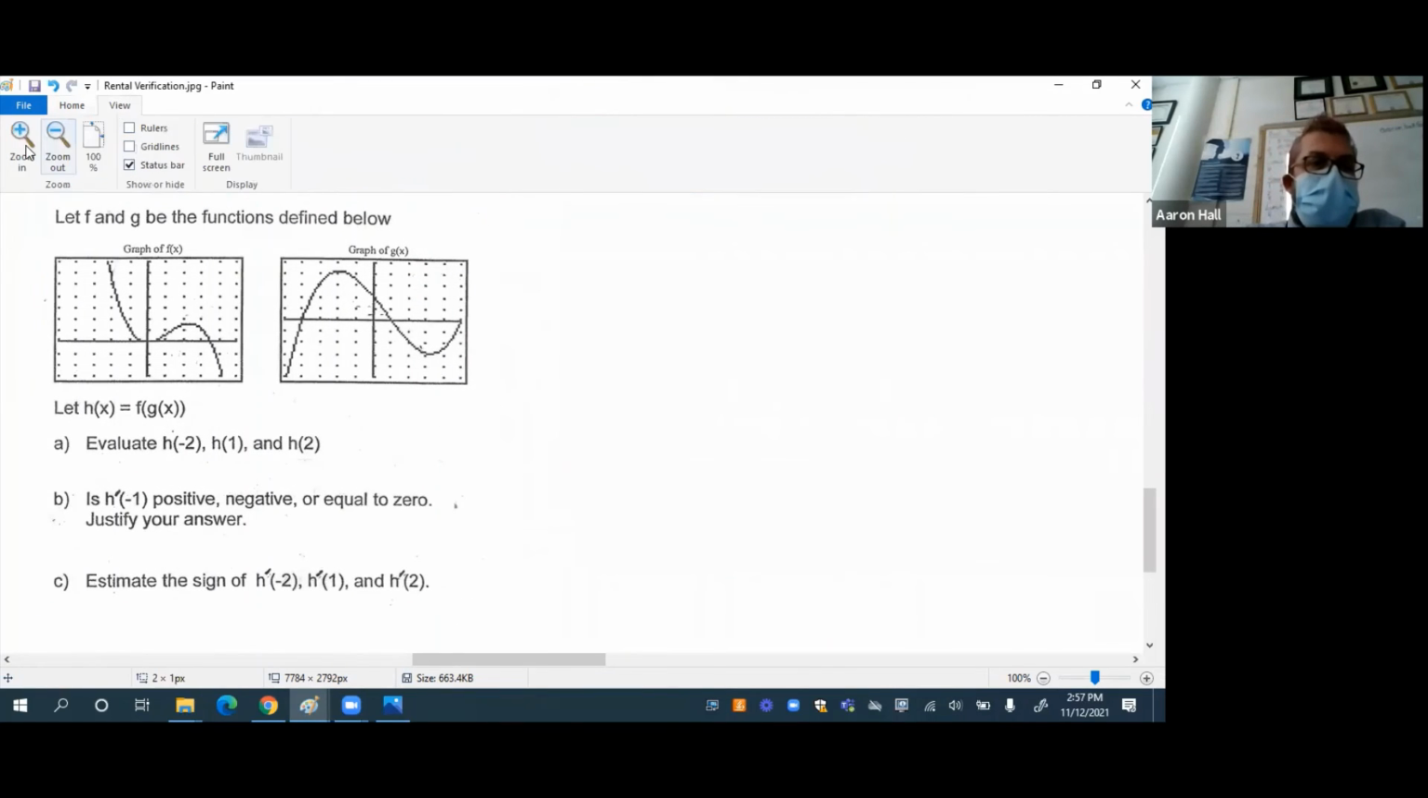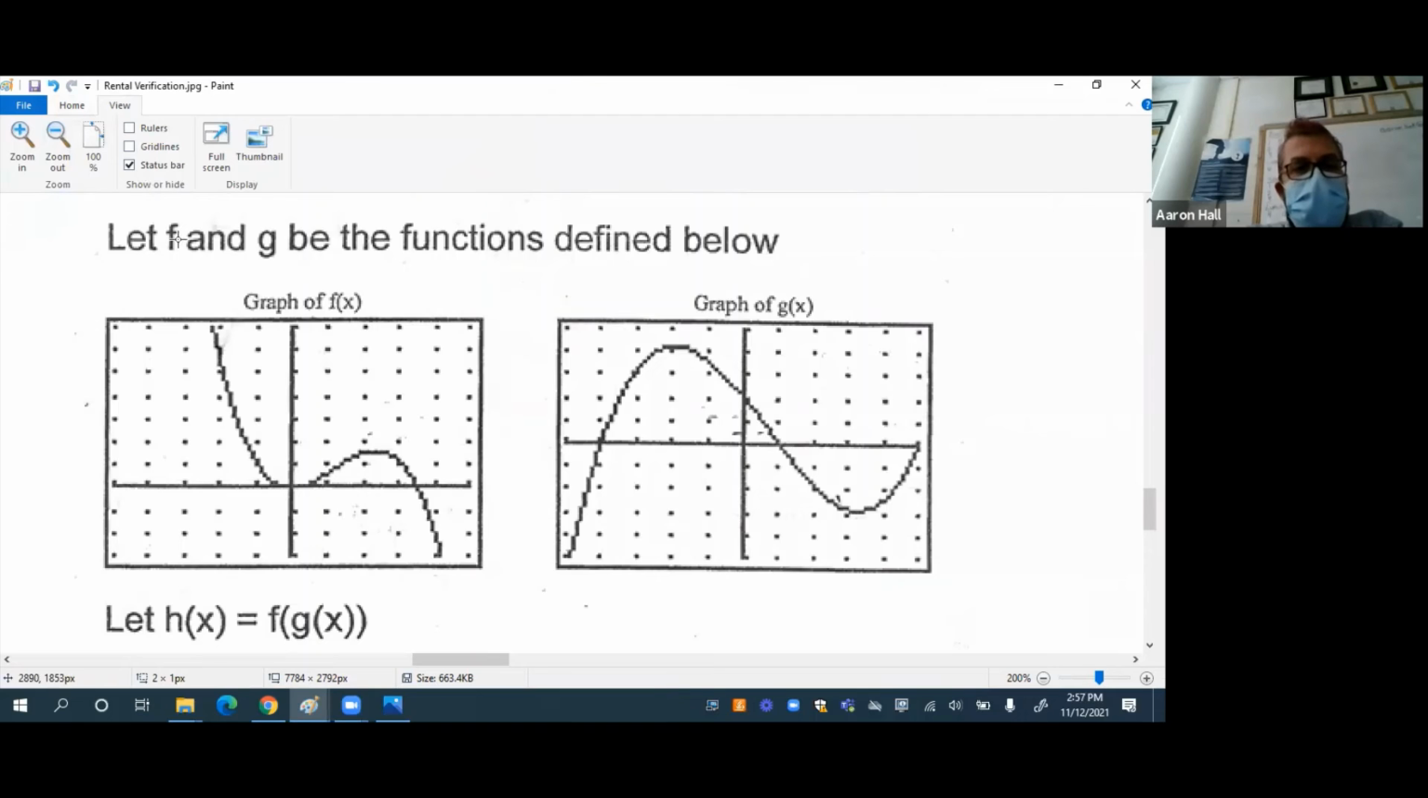Okay, let's make sure that we understand the prompt. It says we have a function f. It tells us right here, graph of f of x, and g of x is over here. So let f and g be functions defined below. They both, to me, look cubic. And then it says let h of x be f of g of x. So we have an internal function, a function inside of another function. We're taking this g function here and plugging it into our f function here. Everybody understand the prompt? Okay, here is our first question.